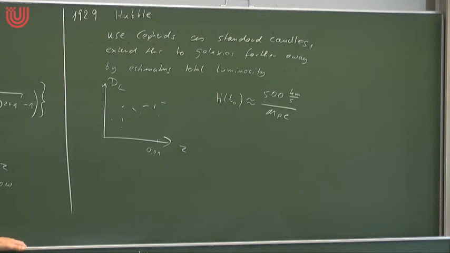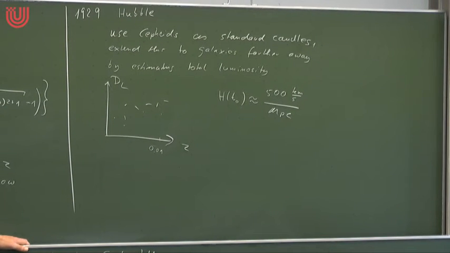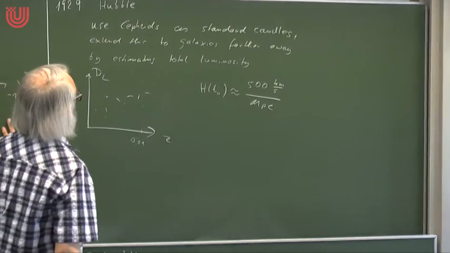So the Cepheids, with which everything starts, were not properly calibrated. Yeah? So all the distance measures were off by a considerable factor at this time. So this was found after a while.